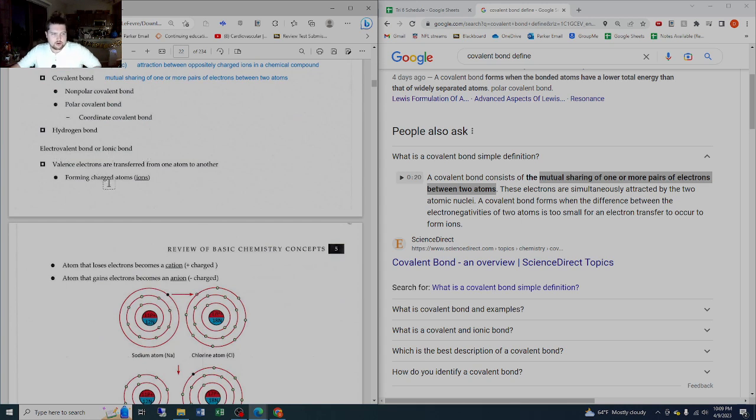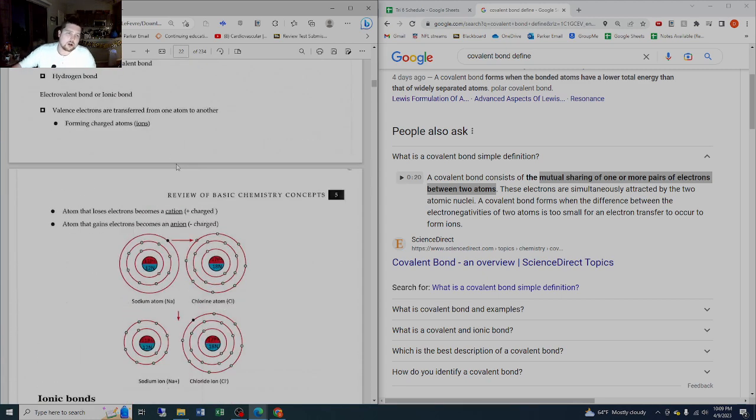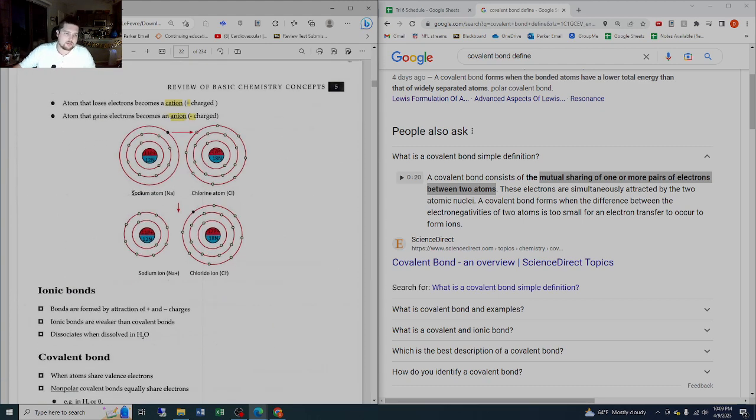So talking about the electrovalent bond or the ionic bond, the valence electrons are transferred from one atom to another, forming charged atoms, also called ions. Any atom that loses electrons becomes a cation, or positively charged. We know these definitions, cation versus anion. This will help you so much later on down the road, knowing which one is positive and which one is negatively charged. So for example here, our sodium atom is going to donate, because it only has one in its outermost shell, and that's not very stable. It wants to have a full and complete shell.